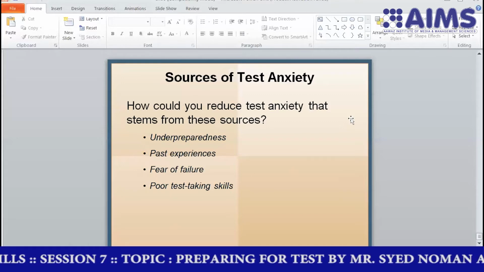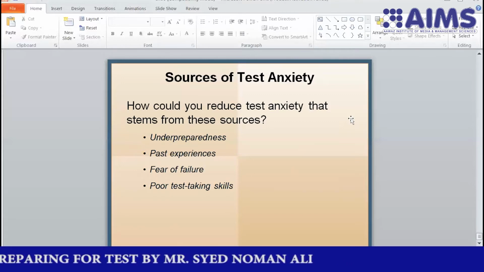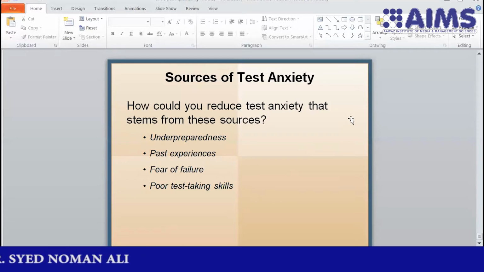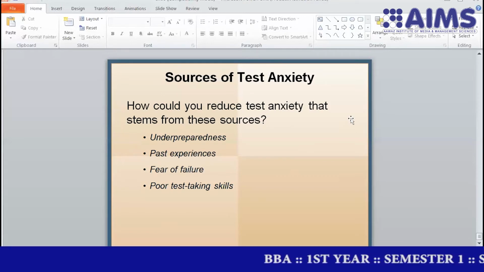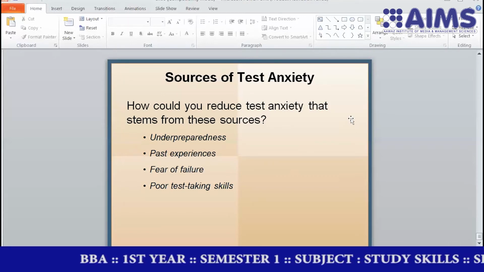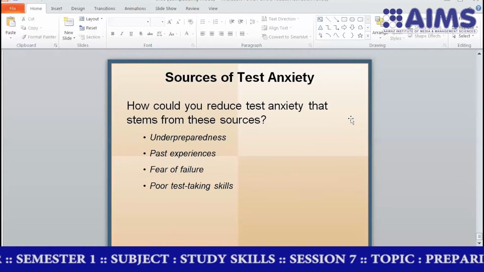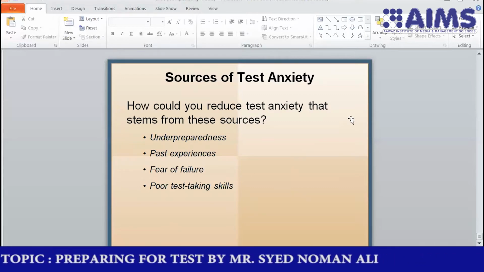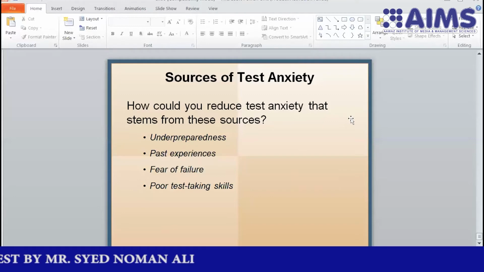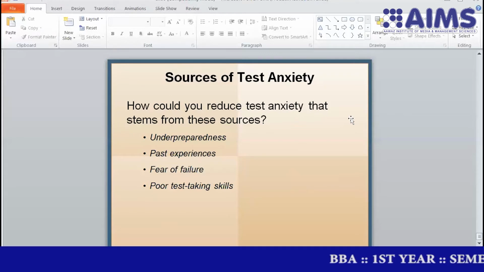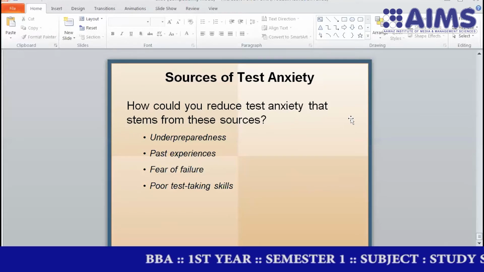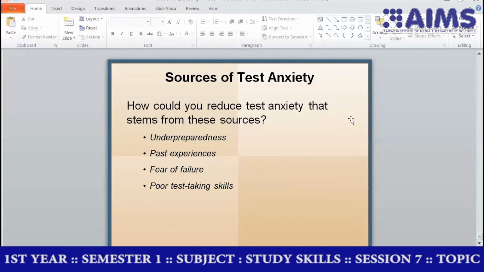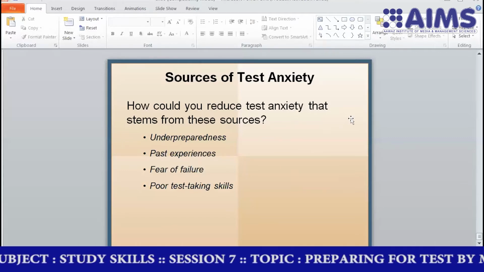Basically, what are the sources of test anxiety? These are some key sources. That is under-preparedness. I suppose that I'm not prepared. If this question comes, I will be completely blank. Okay, I have to do more. I have nothing left. If I left something, it would become an examiner's question. So you feel that you are under-prepared, not ready and willing to attempt a paper. This is the first cause.